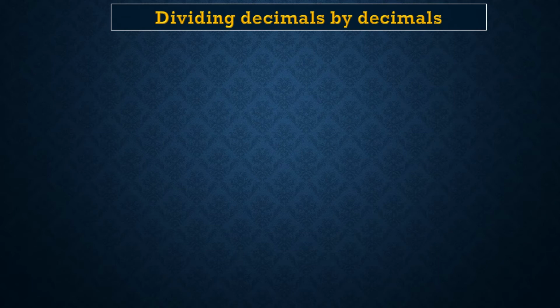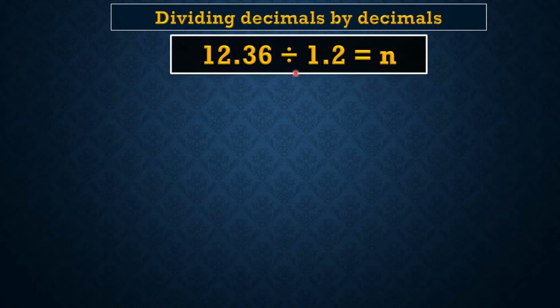So again, dividing decimals by decimals. Always keep in mind that in dividing decimal numbers, we're going to follow the same steps in dividing whole numbers. Kailangan lang natin consider ang decimal numbers. Always remember that in dividing numbers, you always observe your divisor. It should always be in whole number form. Just in case it is in decimal form, that would be the time we're going to change it into a whole number.